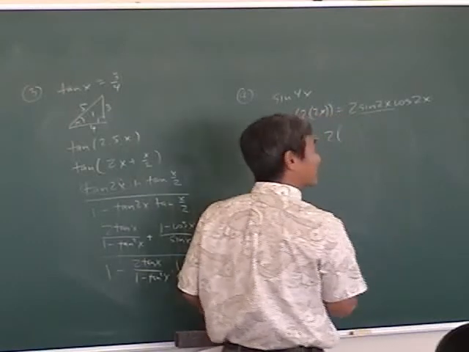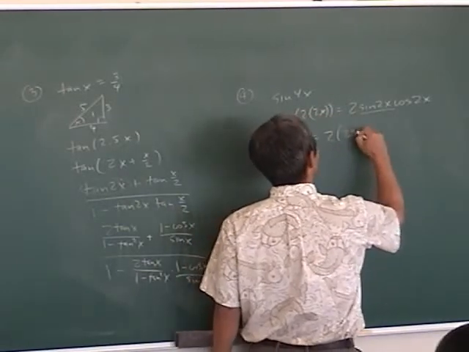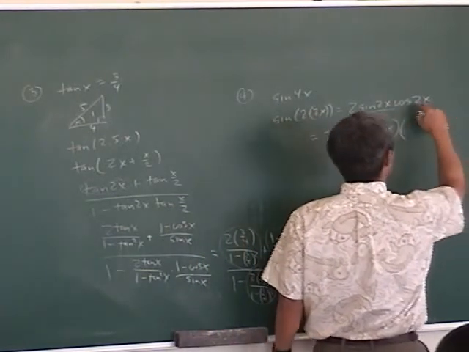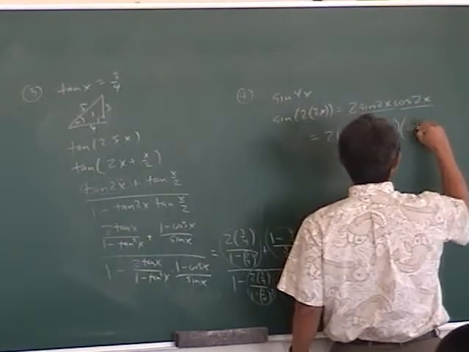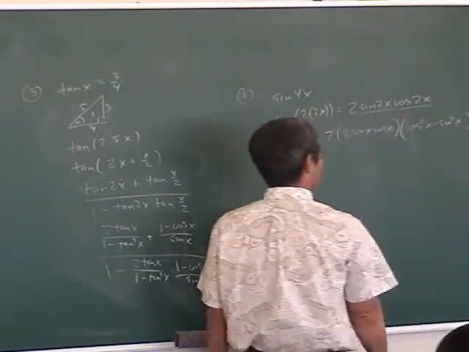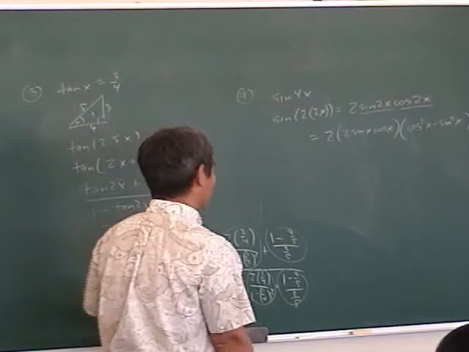There's an identity for that. What is that? 2 sine x cosine x. And then cosine 2x. We get 3 identities. By now, everybody has their favorite. My favorite is cosine squared minus sine squared. If that's not your favorite, then don't use that one. Use the 2 cosine squared minus 1 or the 1 minus 2 sine squared.